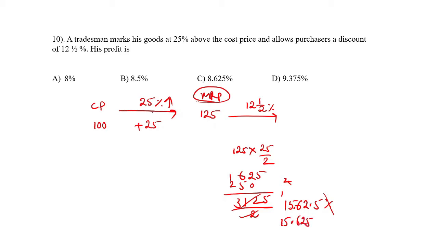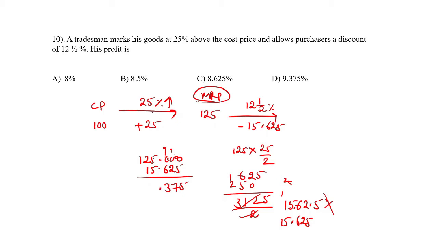15.625. This is the discount. Now subtract this value from 125. So 125 minus 15.625. What will be the result? Here 1 carry forward, then here 10. 10 minus 5 is 5. Here 9 is there. 9 minus 2 is 7. Here also 9. 9 minus 6 is 3.